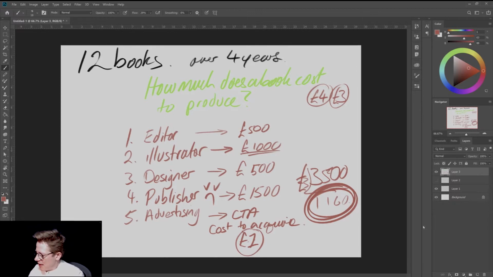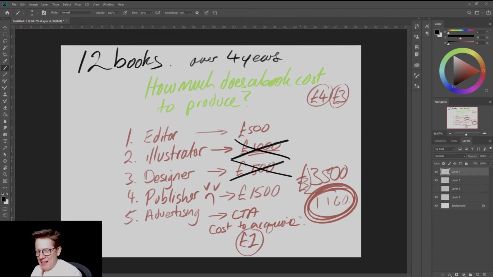So what my objective is, when I looked at all this, I thought, do you know what? What happens if I got rid of some of these costs? So, an illustrator. What if you could learn to illustrate your own books? Designer. Guess what? It's not rocket science. You can learn it, and you can also copy from other books. Seriously, it's not hard.